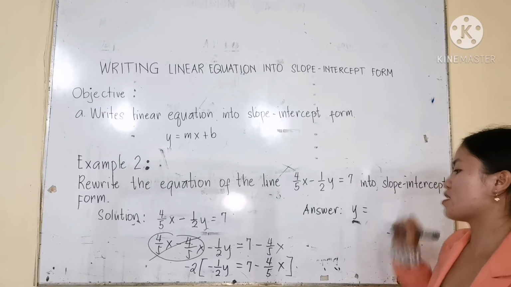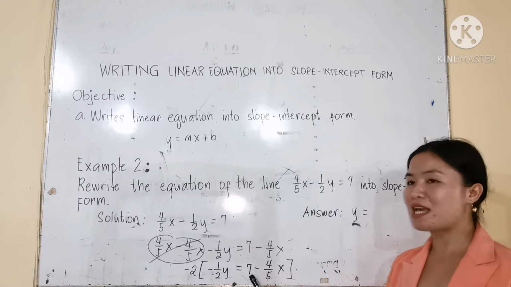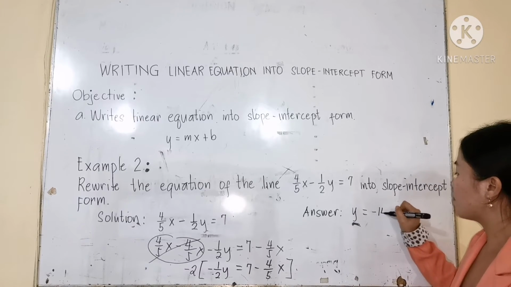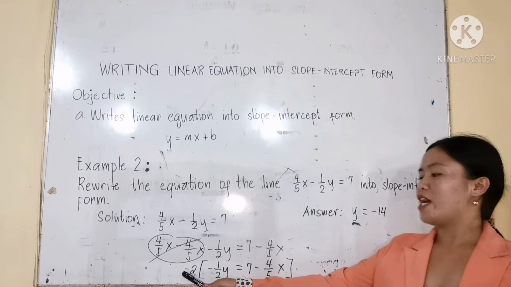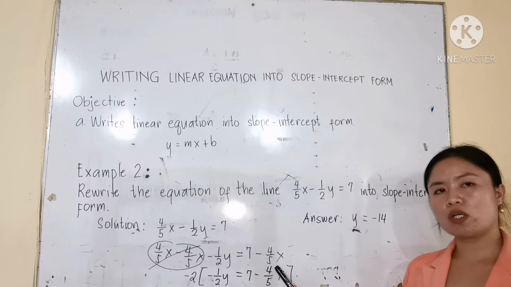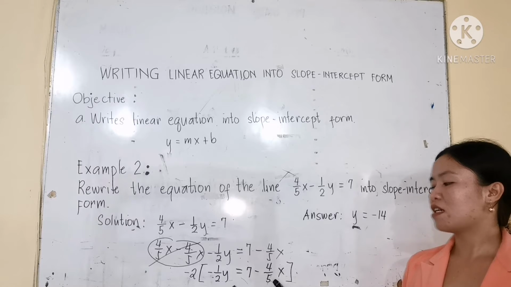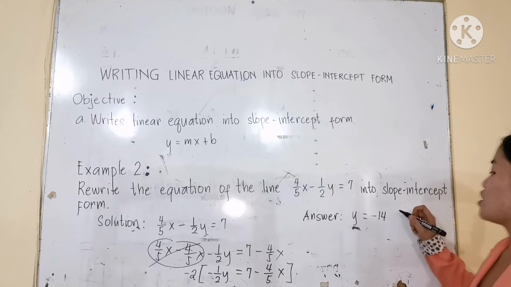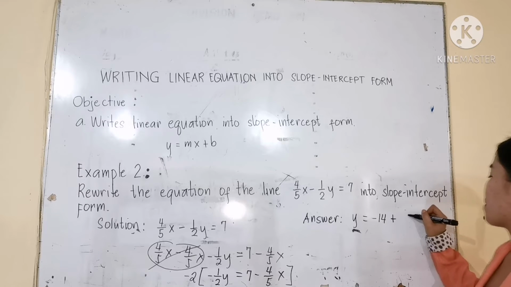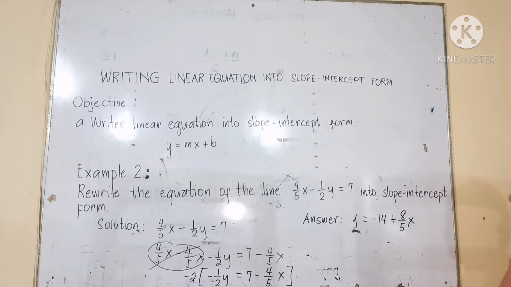Y equals negative 2 times 7, negative 14. Negative 2 times negative 4 is positive 8, divided by 5. 8/5 is the answer. So, positive 8/5 x.